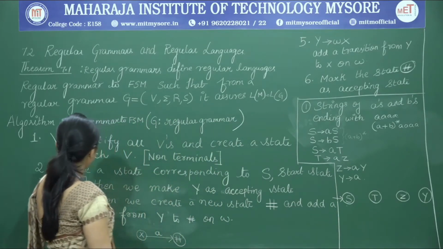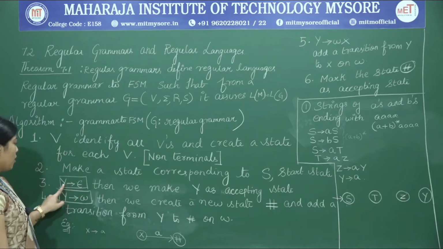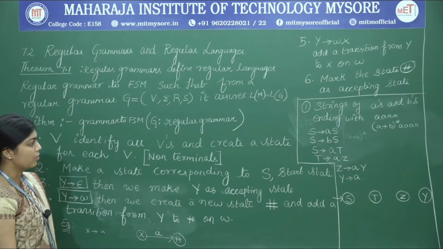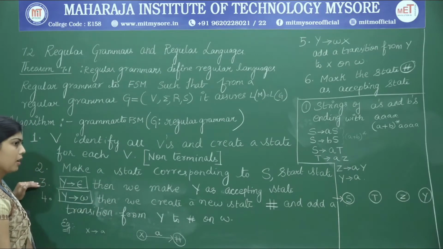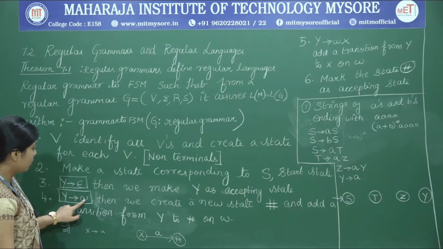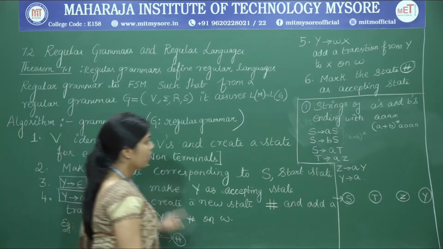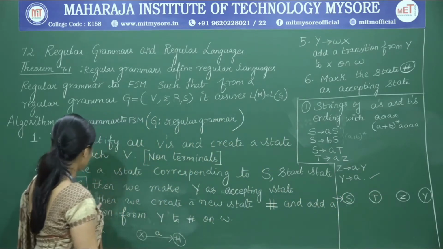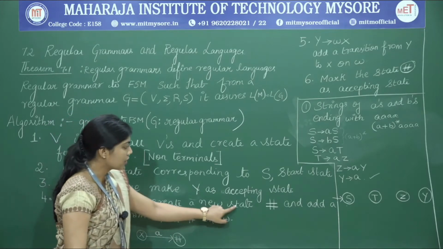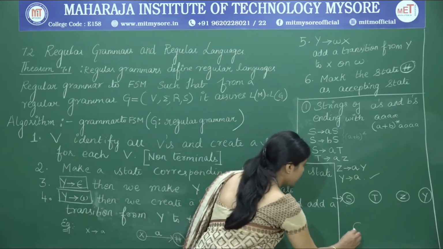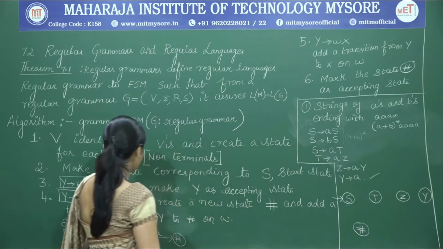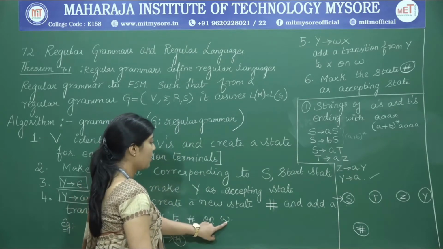Next, we look for any productions in the form of Y goes to epsilon. We don't have any production there for Y goes to epsilon, so this step we are going to skip. Then we go to the fourth step. In the fourth step we have Y goes to w, and the production here is Y goes to a. So what do we do then? We create a new state and name it hash, and add a transition from Y to hash on w.